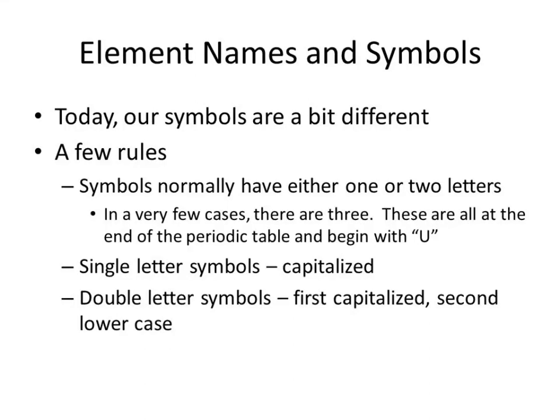So today our symbols are a bit different. All right, so what we usually do is we have some letters. Either it's a single uppercase letter or it's an uppercase letter with a lowercase letter next to it. There are some placeholders on the periodic table that have 3 letters with U's.